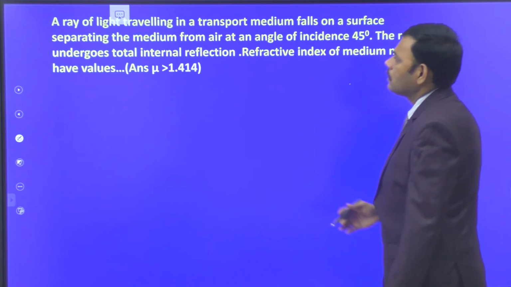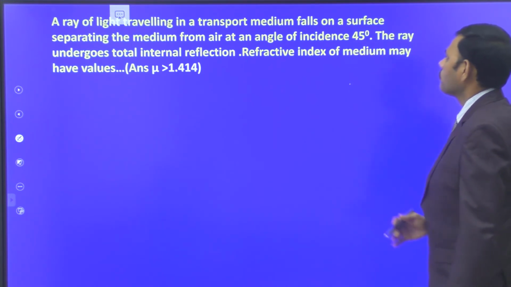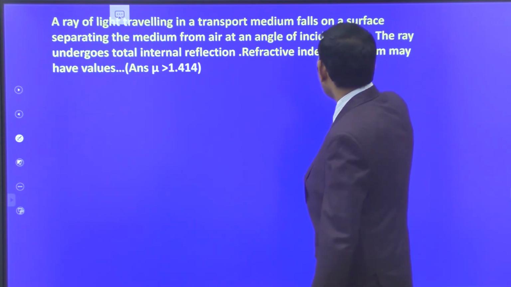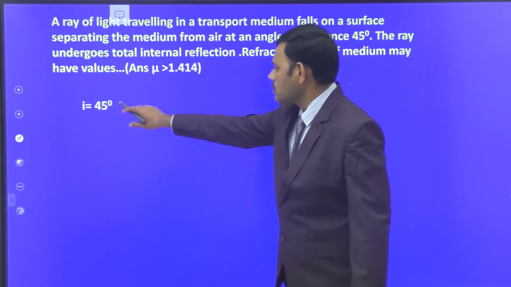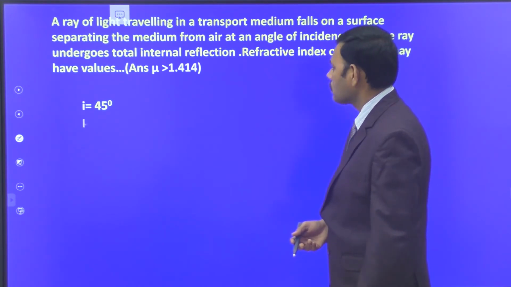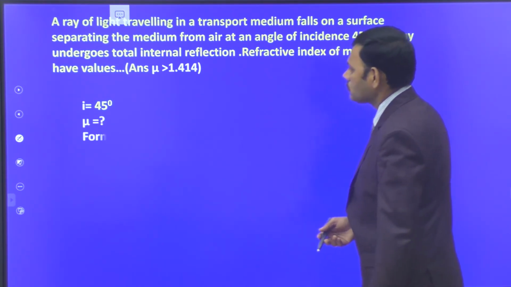So a ray of light is travelling in a medium and falls on the surface separating the other medium at an angle of incidence 45. So the first data is that the incident angle is 45. The ray undergoes total internal reflection. So what is the mu value? That is the problem.